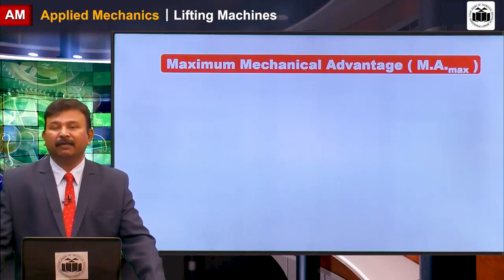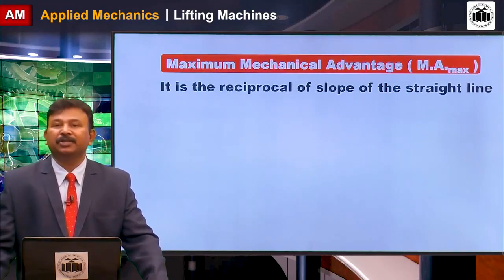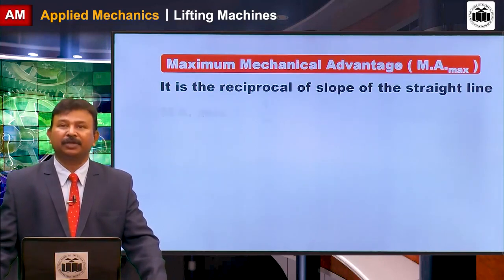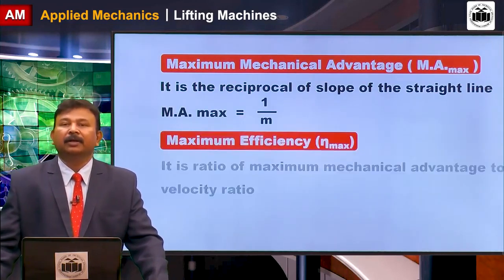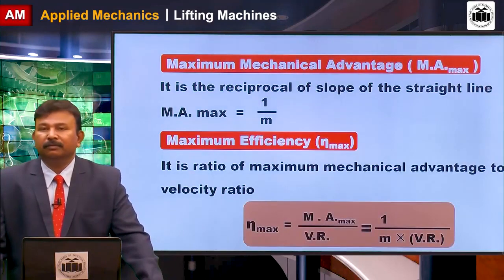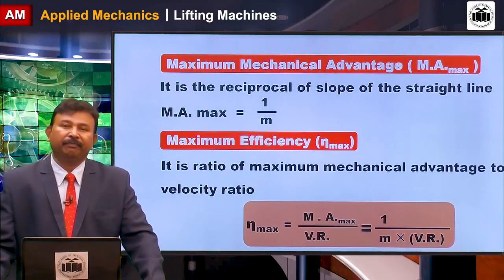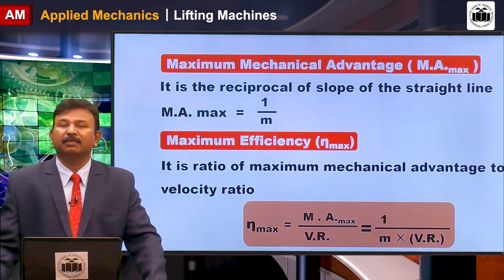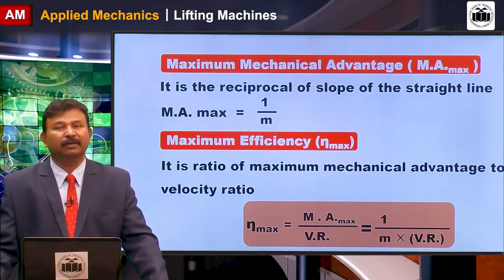Maximum mechanical advantage is the reciprocal of the slope of the straight line. Maximum efficiency is the ratio of maximum mechanical advantage to the velocity ratio.